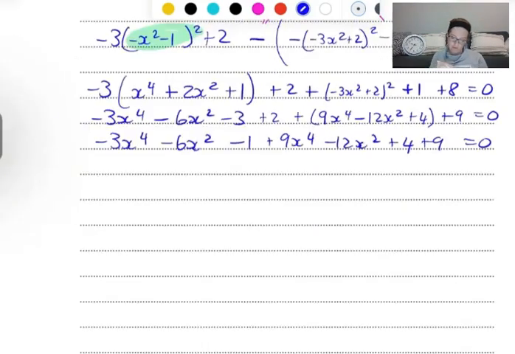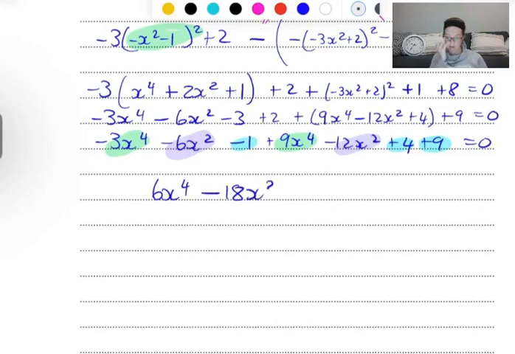Okay, let's gather all my like terms. So I've got an x to the power 4, x to the power 4. That's ringing bells, by the way. X to the power 4, x squared is just a format that you need to know. Okay, so minus 3, so 6x to the power 4. Minus 6 minus 12, that's 18x squared. And then 9, 10, 11, 12, 13 minus 1 is 12. Okay, first thing that I can see is I can divide everything by 6.